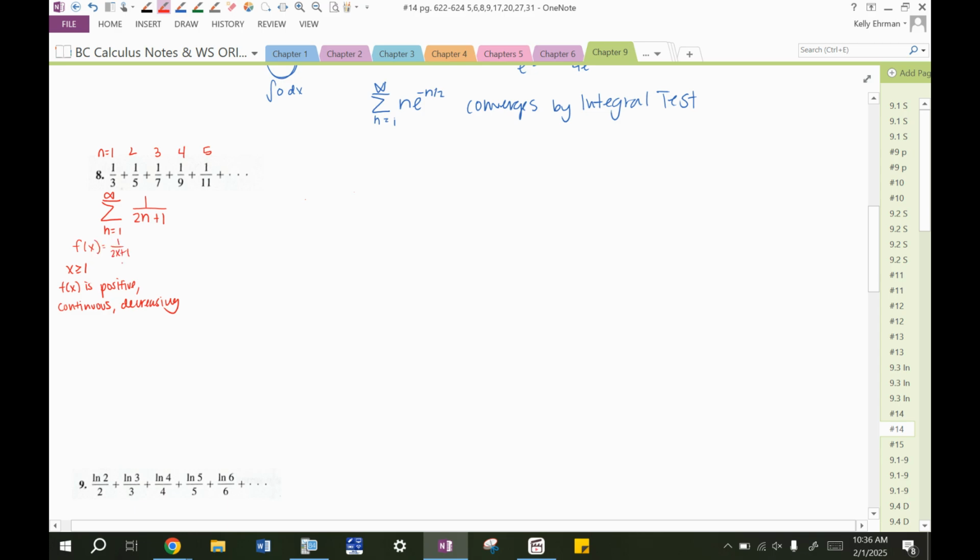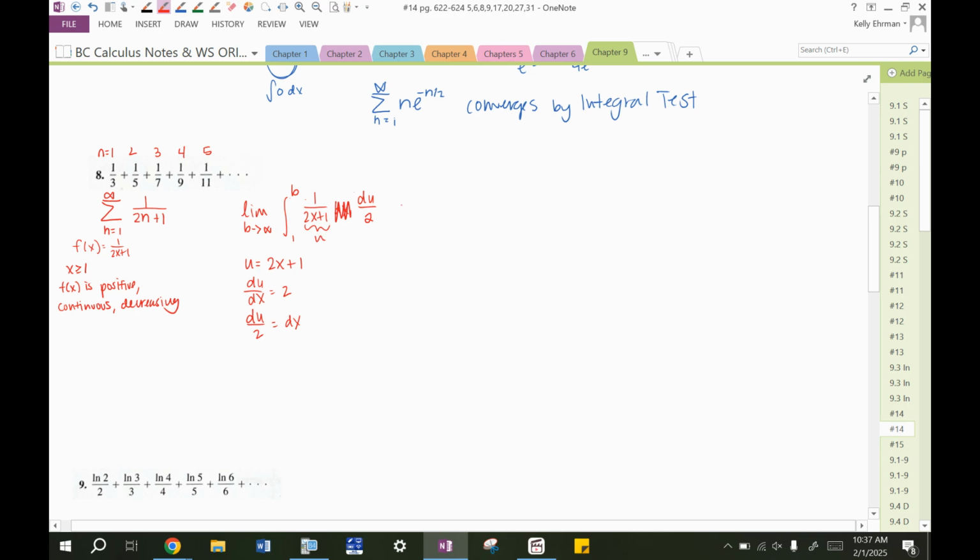All right, so for x values greater than or equal to 1, this expression is positive, continuous, and decreasing. So I'm going to set up the limit as b approaches infinity of the integral from 1 to b of 1 over 2x plus 1 dx. So this needs a little bit of u sub. U is 2x plus 1. du/dx is equal to 2. du divided by 2 is equal to dx. You can cross that out here if that makes it easier.